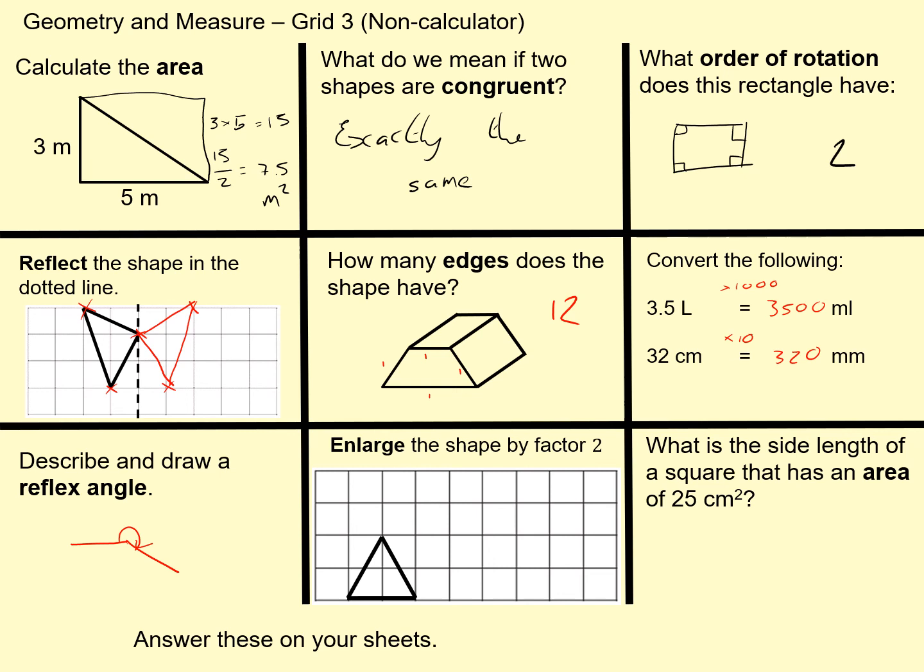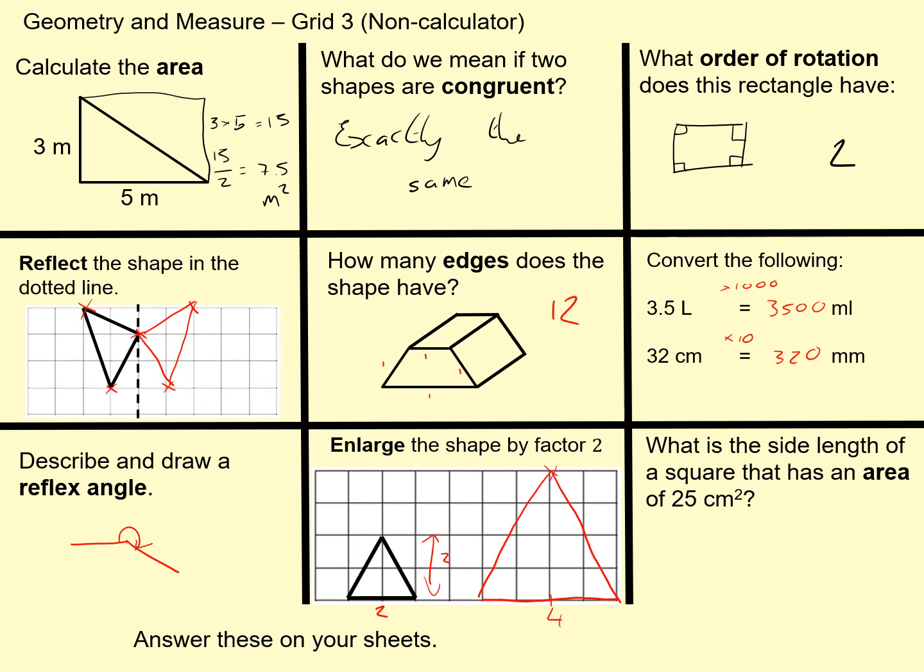Next up, enlarge the shape by factor 2. So currently the base of that triangle is 2 squares across. Enlarge the shape, go anywhere we want, it needs to be 4 squares across, and the height of it is currently 2 squares, so from there to there is 2, so the height needs to be 4. So if I use that as the midpoint, go there, oops, again, I don't have a ruler to do this with when recording, but that's the enlarged shape. It's now 4 squares across, and it's now 4 squares high.